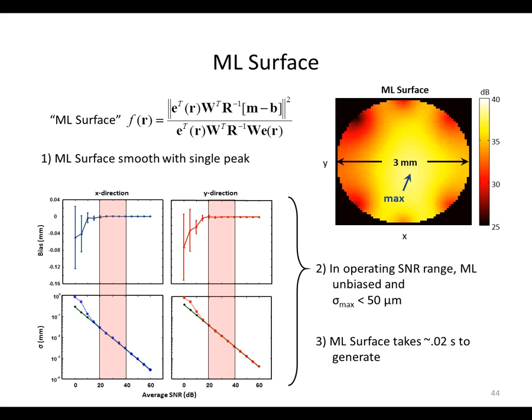And then the other thing that I want to mention is that to generate this surface takes about 0.02 seconds. So I had about 2,000 columns in my weight matrix. So this is something that's really fast. So this is something that could potentially be done in real time.